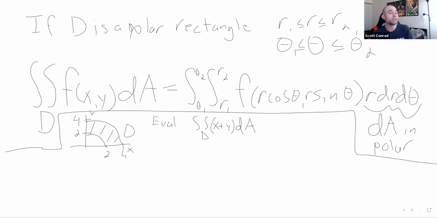Okay, so first thing we need to do is describe D as a polar rectangle, because it's a piece bounded by circles centered at the origin and lines through the origin, right? That's what all our polar rectangles are. If you have such a region, it's almost always most easily described as a polar rectangle.